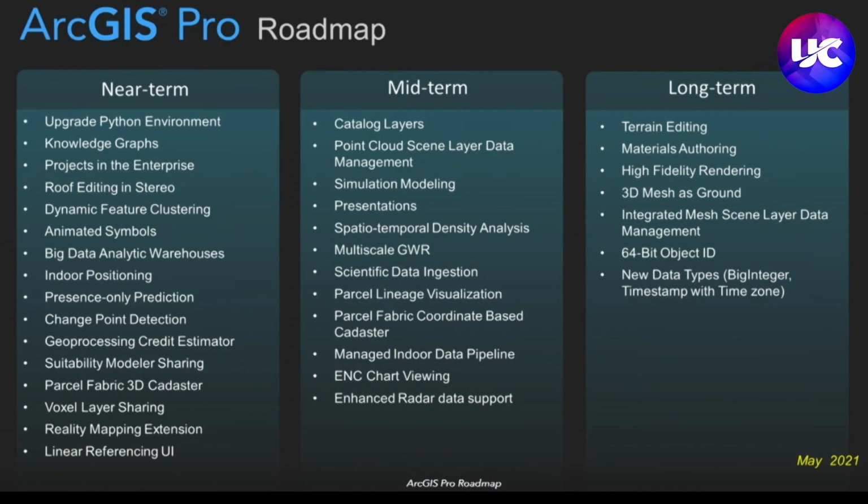And for those of you that haven't looked at the ArcGIS Pro Roadmap, here it is, and you can search for it. And this gives us an idea of what we're building near term and mid-term and long term. For instance, upgrading Python environment when you install new software. Lots of you work with multiple Python environments. Sharing projects in the enterprise. Voxel layer sharing. Working with big data analytic warehouses and sharing that information.